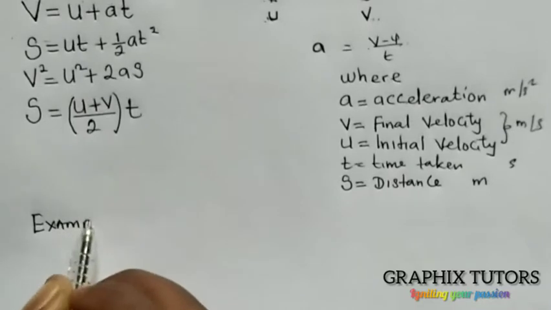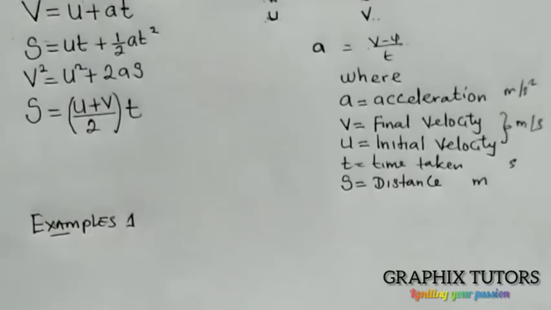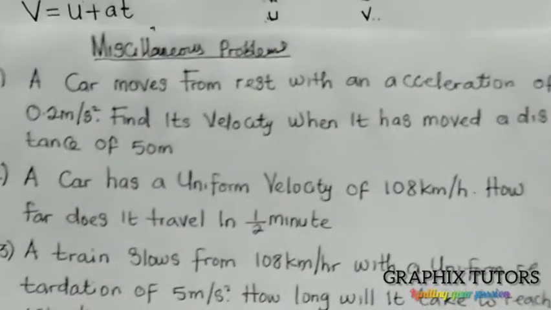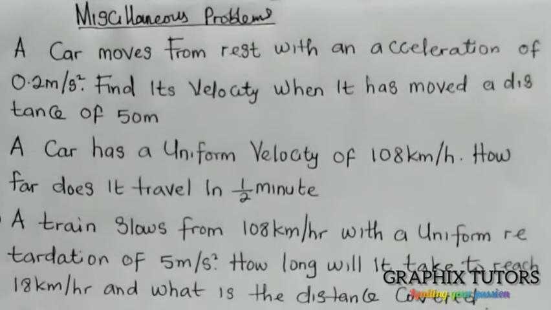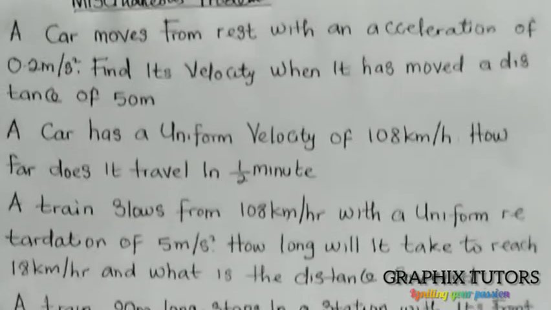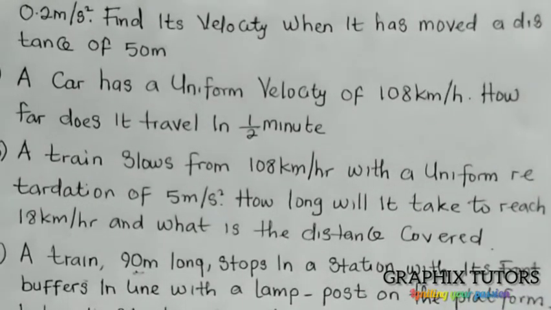Example 1. Now we look at this. The question here says that a train slows from, that means this is a present continuous tense.